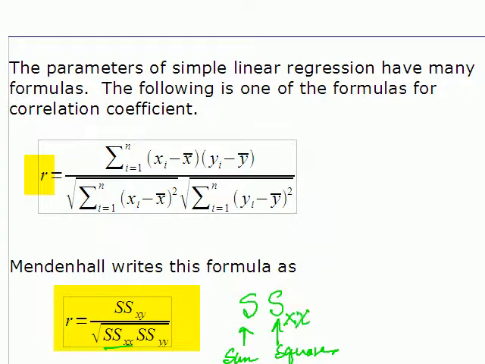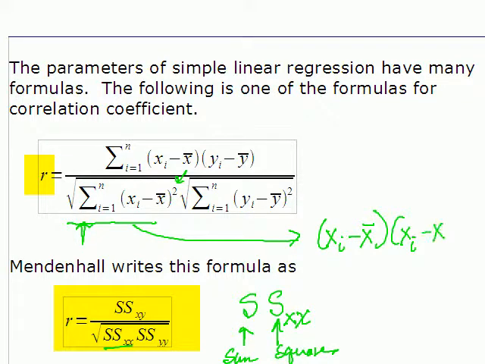Let's look down here in the denominator, and we see two x's. That refers to this term. I'm going to write this out. Well, you can see it from here. Here's the sum, and here's the square. The two x's, if you expand this, you would have xi minus x bar times xi minus x bar. That's squaring something. You see one x term and another x term.